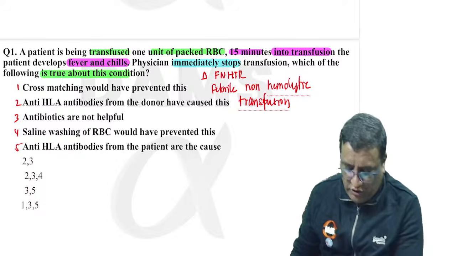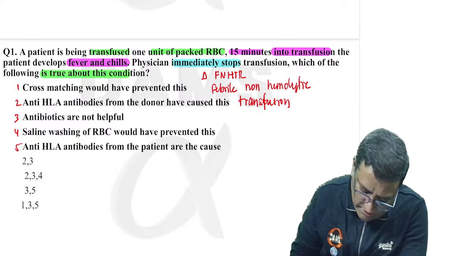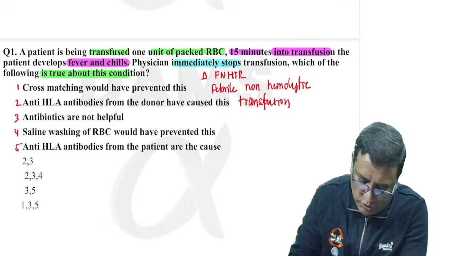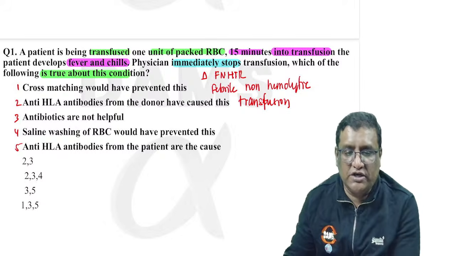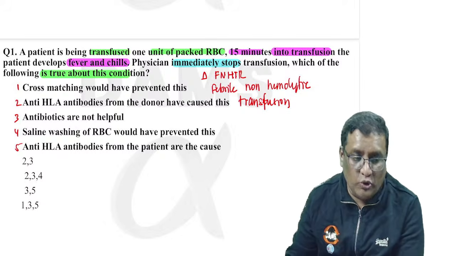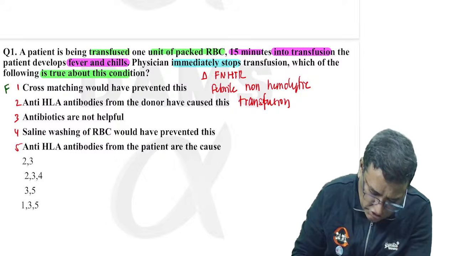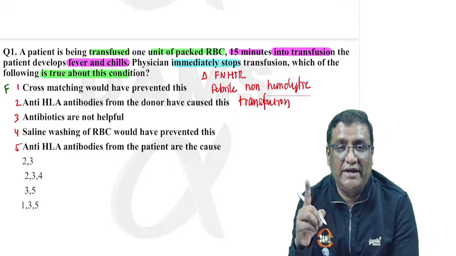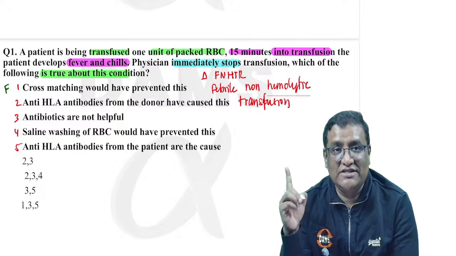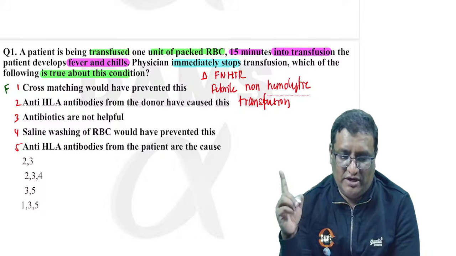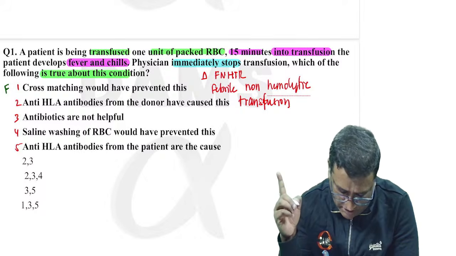Let us look at what is true about this. Cross matching would have prevented this. Is it a true statement, guys? Please tell me now. No, the answer is false. Cross matching would have prevented a hemolytic transfusion reaction. This is a non-hemolytic transfusion reaction, isn't it? So cross matching wouldn't have prevented it.